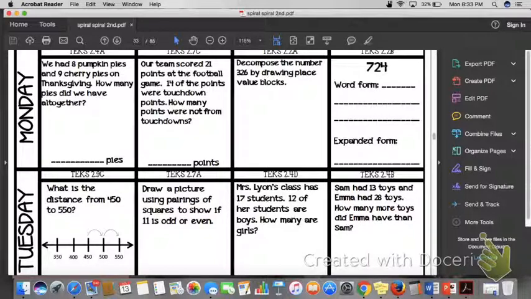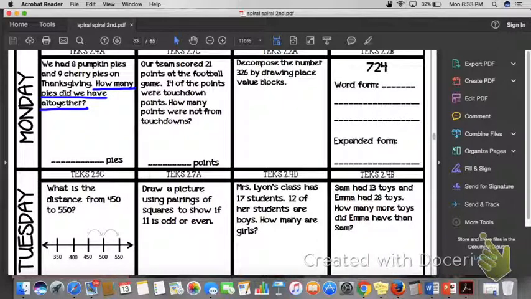Okay, so it says, we had 8 pumpkin pies, and 9 cherry pies on Thanksgiving. How many pies did we have all together? So we are going to, first of all, as we do all the time, underline the question. So I'm going to go ahead and underline the question. Then we're going to circle information. Let me make my pen a little bit smaller. That's better.